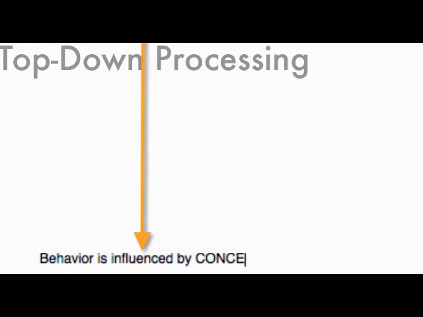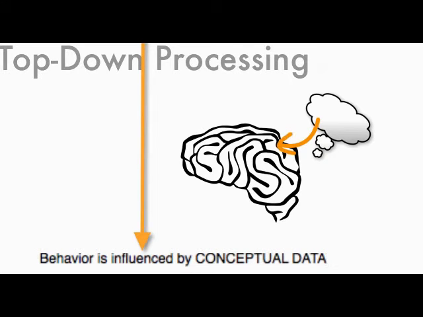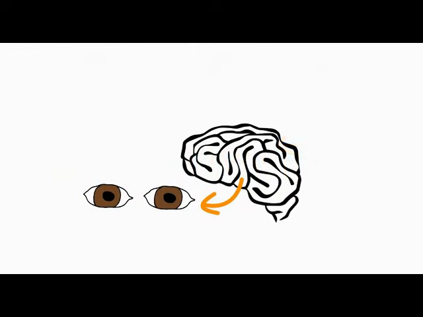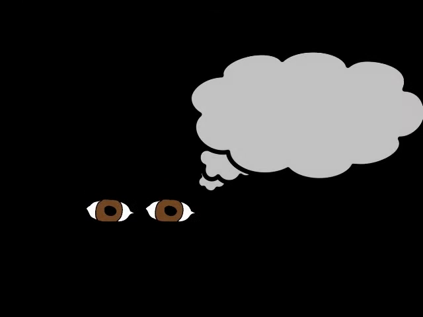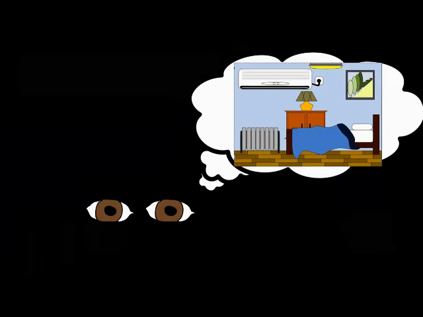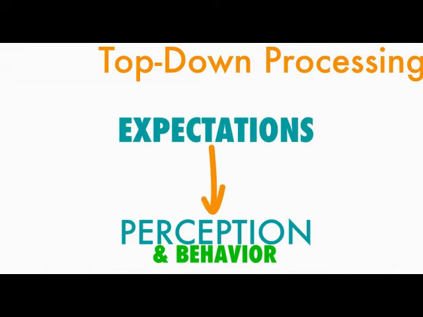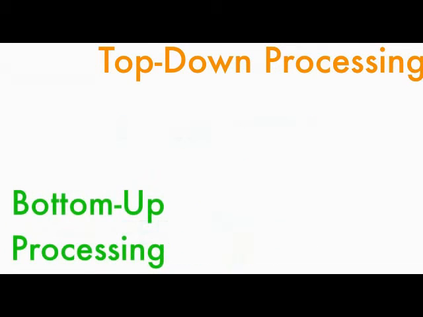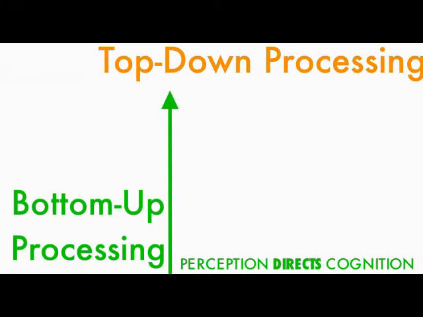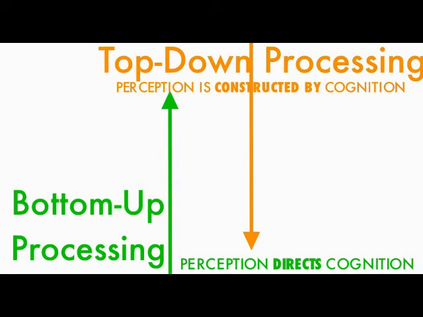This approach states that our behavior is influenced by conceptual data, with higher order cognitive processes that construct our experiences and expectations. To put it more simply with an example, you are wandering around your apartment in the dark. You are able to get around fairly well because you conceptualized what your apartment looks like. That is top-down processing, because your perception and behavior were driven by what you expected to see, not only by the visual data alone. So bottom-up processing states that perception directs cognition or behavior, and top-down processing states that perception is constructed by cognition.